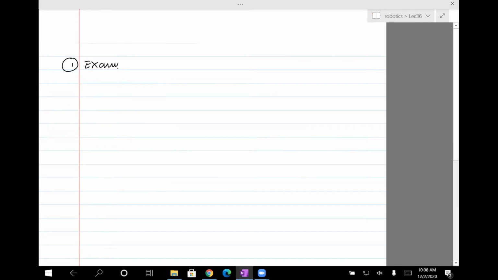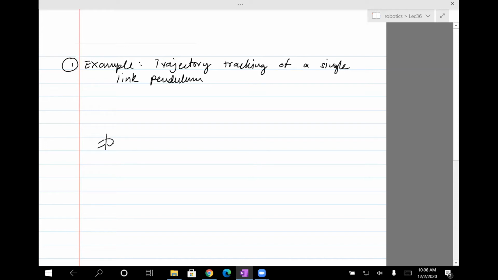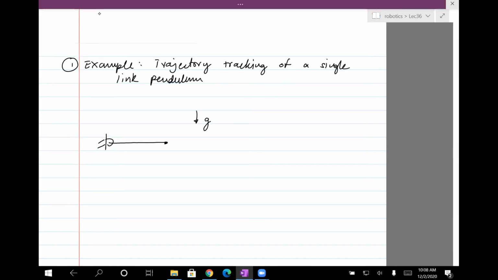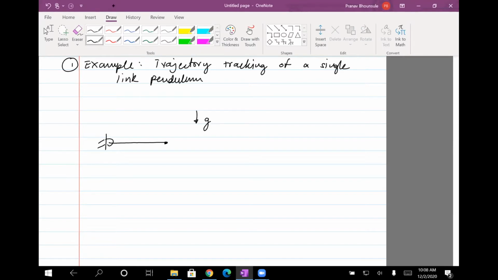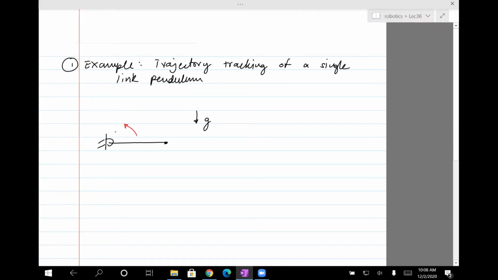Would be trajectory tracking of a single link pendulum. Okay, so the pendulum is in this position to start with. Gravity is downwards. The goal is to get this pendulum to go upright, okay, in this position, and then go back to the horizontal position.